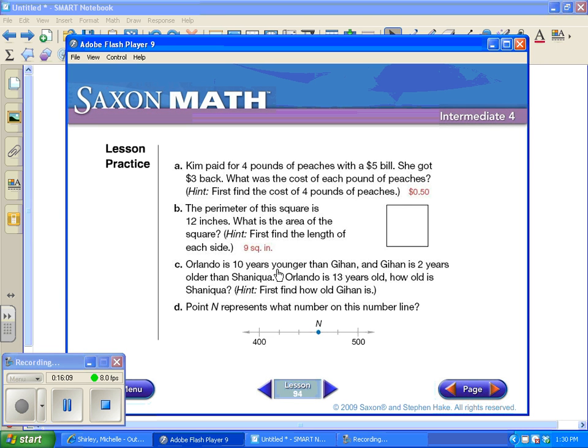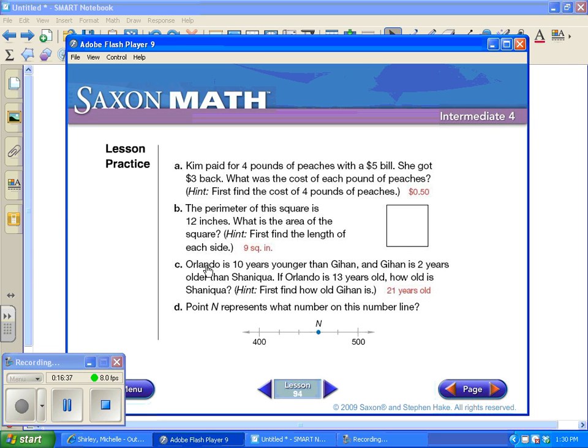Orlando is 10 years younger than, I'm going to say Jihan. And Jihan is 2 years older than Shaniqua. If Orlando is 13 years old, how old is Shaniqua? Okay, do you remember what we did earlier with our names and ages thing? We did a little bit of algebra. Let's start by writing what we know. I'm going to let O stand for Orlando, G for Jihan, and S for Shaniqua.